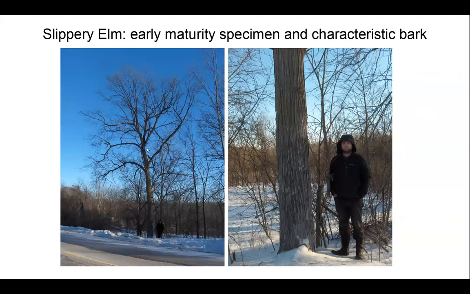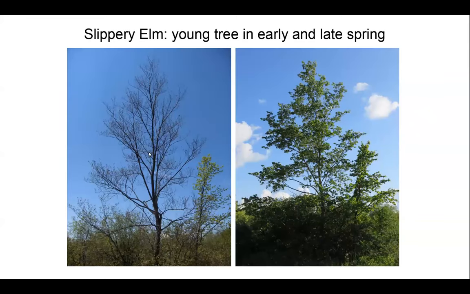Here's an early mature tree near Gananoque. Again, ascending branches. Again, that typical bark that's, let's say, a distinctive light gray with less intersecting ridges than the other elms. Again, here's a young tree, both in spring and late spring. And you see, again, just the ascending branches. Right? This tree's probably only about 15 feet tall, but notice all the branches are pointing essentially up. That's pretty typical of young slippery elm.